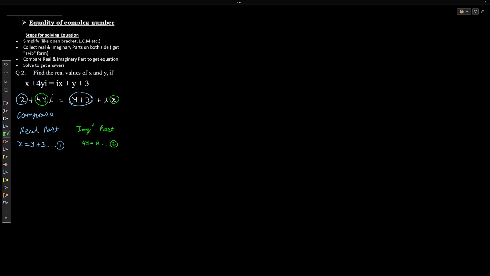Now to solve these equations, use any method, we don't mind. Let's say we are comparing x. So we will get 4y is equal to y plus 3. And it will lead us to 3y equal to 3, or we can say y is equal to 1, which is your required value of y. Now substitute the value in the second equation, you will get x equal to 4. So your answer will be x, y is equal to 4, 1. Ta-da! Okay, it was the easiest question.